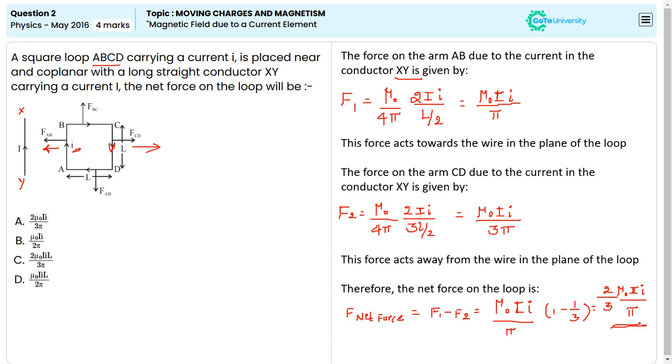Looking at the options, we need to find the one that is 2 by 3 mu naught I into I divided by pi. So option A is our right answer.